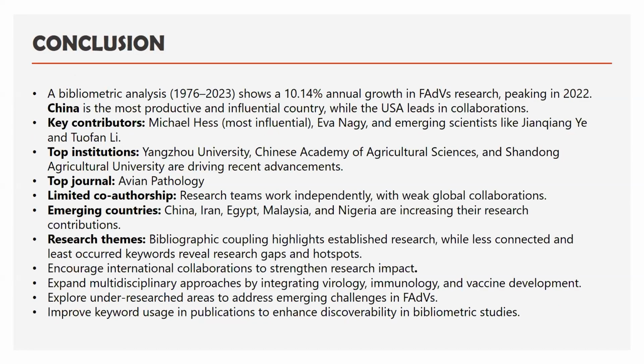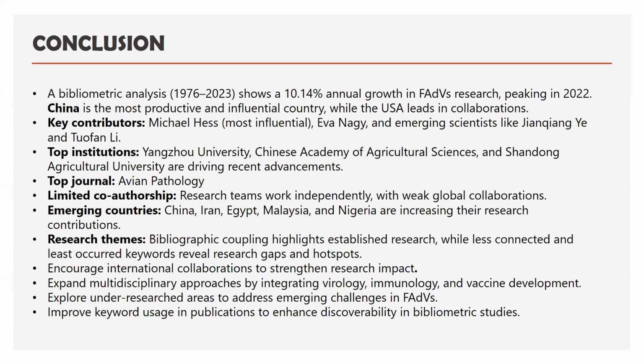Finally, conclusion. The bibliometric analysis shows 10.4% annual growth of the documents related to the FAdV research, peaking in 2022. China is the most productive and influential country, while the USA leads in collaboration. Key contributors: Michael Hess from the University of Veterinary Medicine, Vienna, Ivan Nagy from the University of Guelph, and emerging scientists from the Chinese universities, Jian Qiangyi and Tofan Li. Top institutes, Zhengzhou University, Chinese Academy of Agricultural Sciences, and Shandong Agricultural University are driving recent advancement.